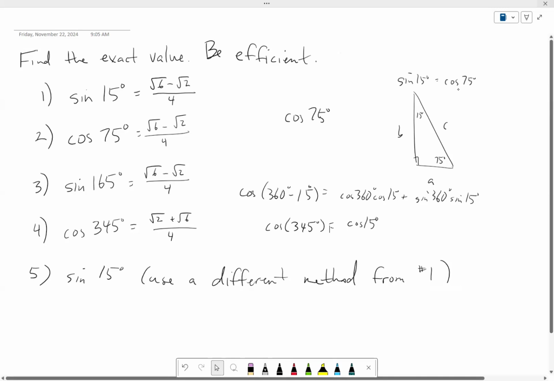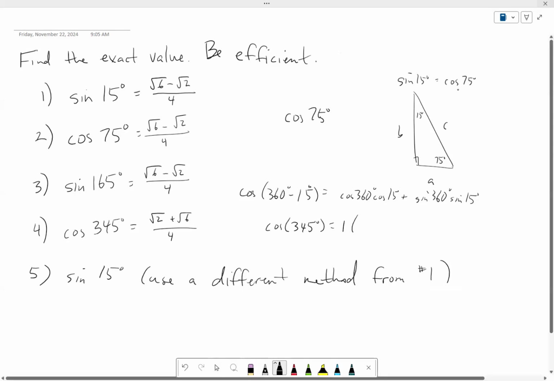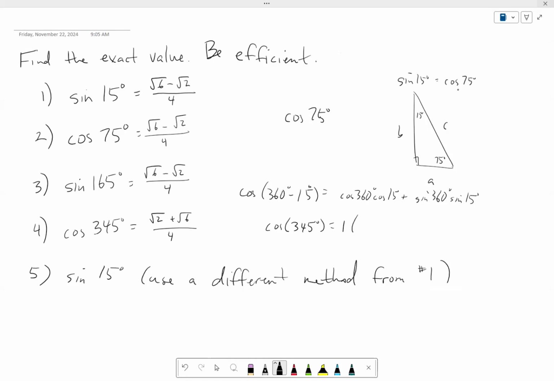I said it was 1 times, like, the first term, because cosine of 360 times cosine of 15 degrees, I did 1 times root 6 plus root 2 over 4. 1 times cosine of 15. You just had cosine 15 in the previous problem. Yeah, so you did cosine of 15. Okay. Yeah, so it's fine for you to bring in prior knowledge. So thank you for pointing that out, that we could say this. But I hope that this also makes sense.